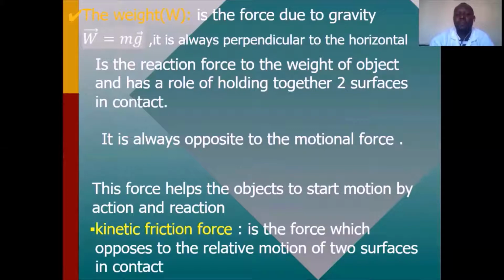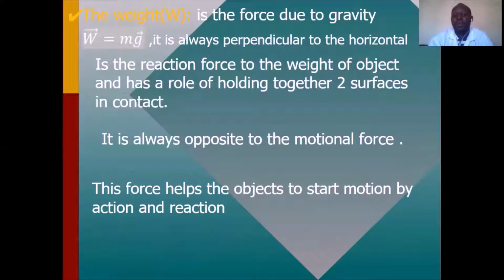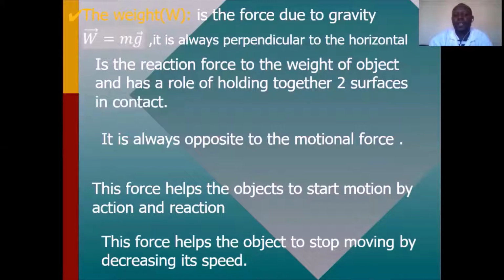The second type is kinetic friction force. It is the force which opposes the relative motion of two surfaces in contact. So the kinetic friction force is the friction force of the object when it is moving. So this force helps the object to stop moving by decreasing its speed.